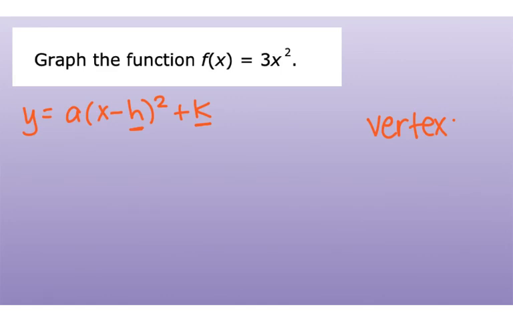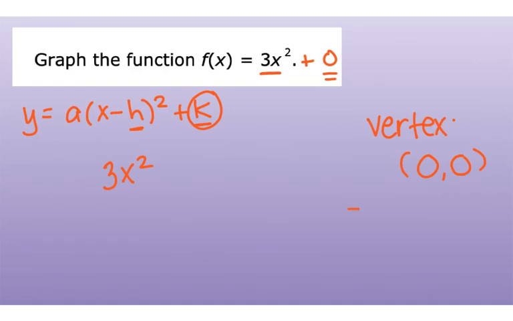Now you're probably thinking, well, that doesn't make any sense, Mrs. Cornell, because we just have 3x squared. You're right, we're missing a lot of that stuff. So you could think of it in a couple different ways. If I just have f of x is equal to 3x squared, I can think of that as, well, I don't have anything being added or subtracted to my x value, so that means that my vertex, my x value, is 0. Same thing here. I have nothing on the outside that is being added or subtracted for my y value, so that means the y value of my vertex is 0.